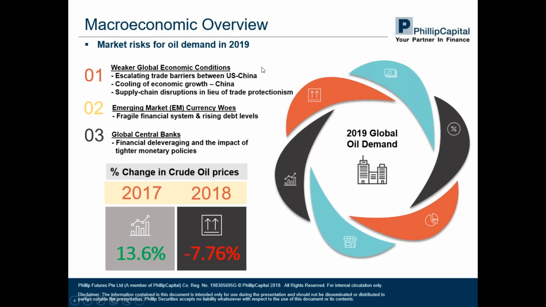Weak trade conditions between the US and China, and the impending G20 meeting. You want to determine what the outcome is, whether they can reach a settlement agreement and actually prevent rising trade barriers. Global economic conditions, it's not good for oil prices as well. You can see supply chain disruptions have already happened in lieu of this trade protectionism, and so $250 billion of trade tariffs will do no good.